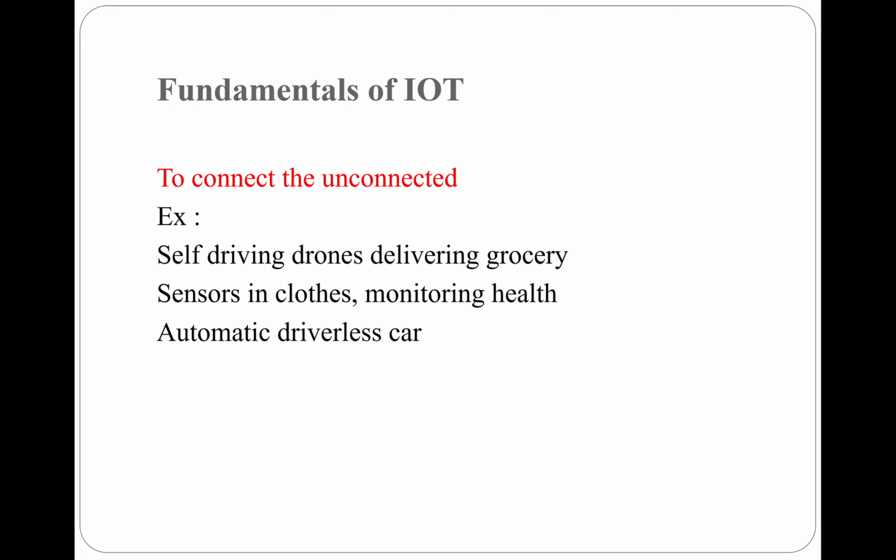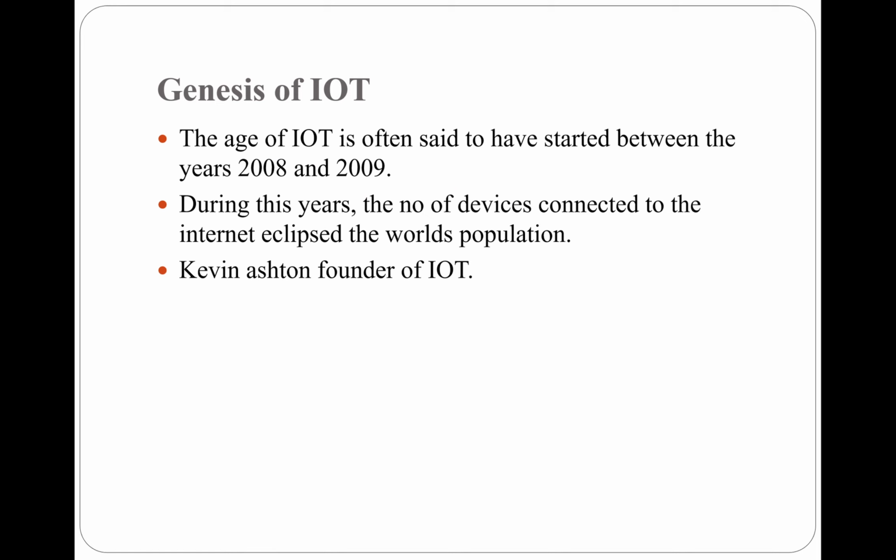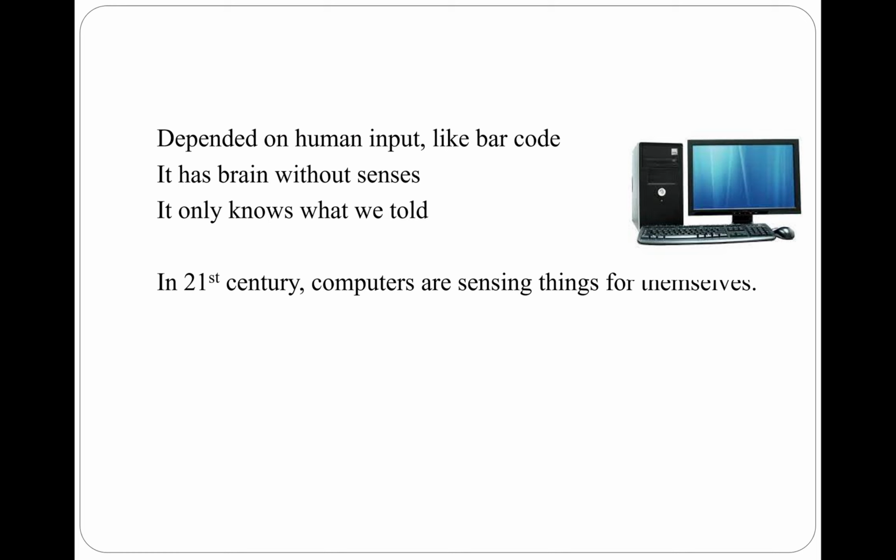Then how it evolved. The age of IoT is often said to have started between the years 2008 and 2009. During this year, the number of devices connected to the internet eclipsed the world's population. Kevin Ashton is the founder of IoT. Initially, the computers were highly dependent on human input like a barcode or a keyboard input. But nowadays, after Internet of Things, there is no need of any human intervention.